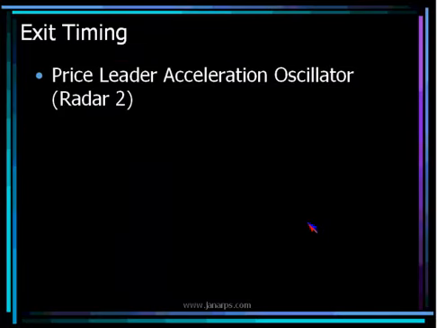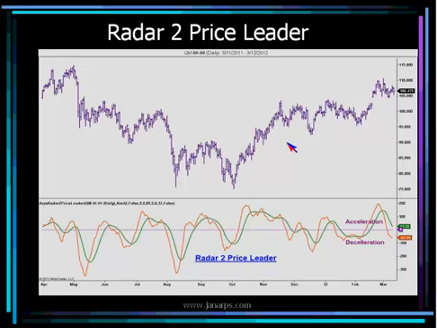And now the last important tool I want to talk to you about is the timing tool. Once you see some of these signals, divergences, trend exhaustion signals, you want to get out as quickly as you can. And the tool we use for that is the Radar 2 Price Leader Acceleration Oscillator. If my chart were a desert island and I could only have one tool on it, it would be the Radar 2 Price Leader. The reason being is it's such a versatile tool and such a fast tool.